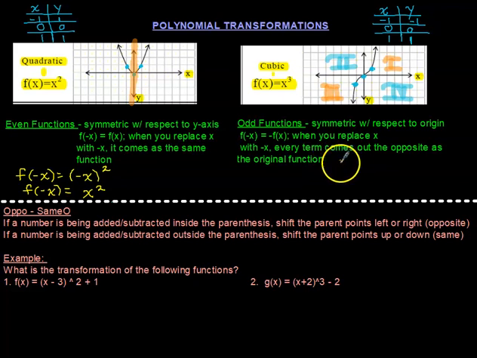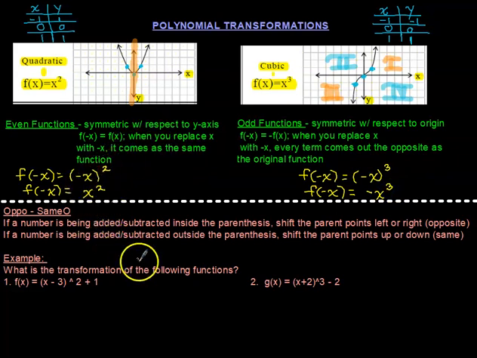If it was negative originally, it's going to be positive. So if I were to replace the x with negative x in a cubic function, remember negative x to the third power means negative x times negative x times negative x. If I were to multiply that, that would give me negative x to the third power. A little shortcut: anytime you have an odd exponent, it stays negative. Anytime you have an even exponent, it becomes positive.